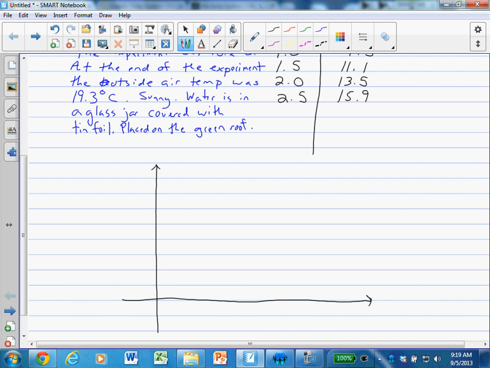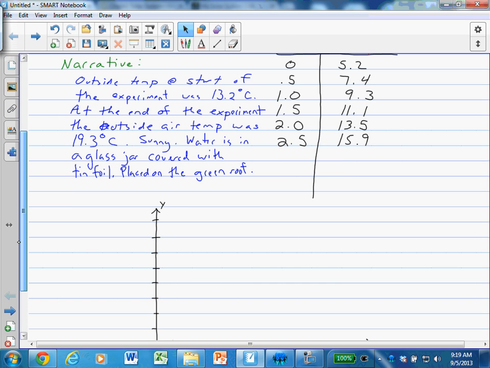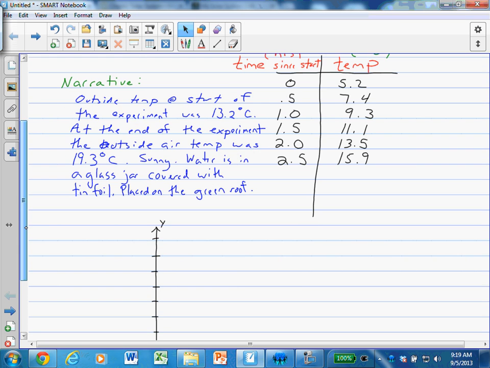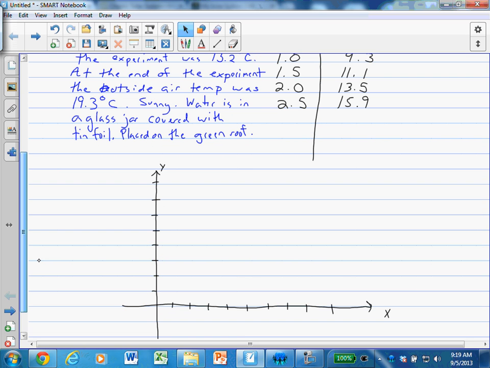So I'll just label it x, y. I'll make some subdivisions here. Okay, so I got my x. X is time, y is temp, so 0, 5.2, we'll put that here.